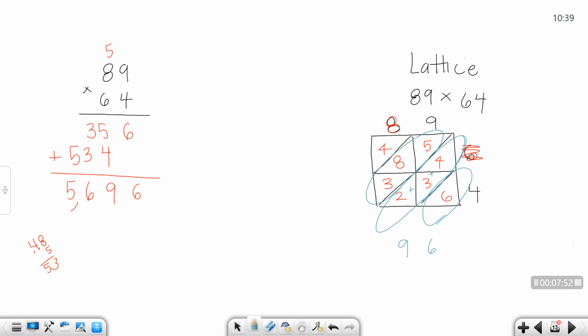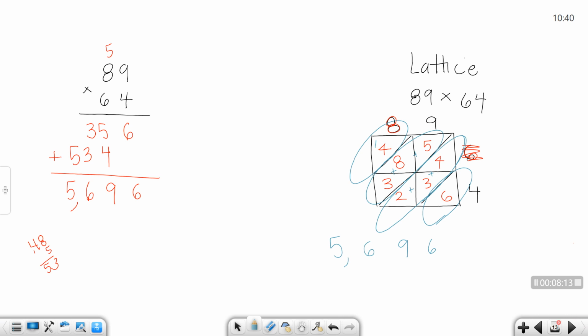Okay, here's my next diagonal. 8 plus 3 is 11. 11 plus 5 is 16. So that's a 6, and I carry the 1. 4 plus 1 would be 5. 5, 6, 9, 6, which is exactly what we got on the other page. You just have to work it that way.